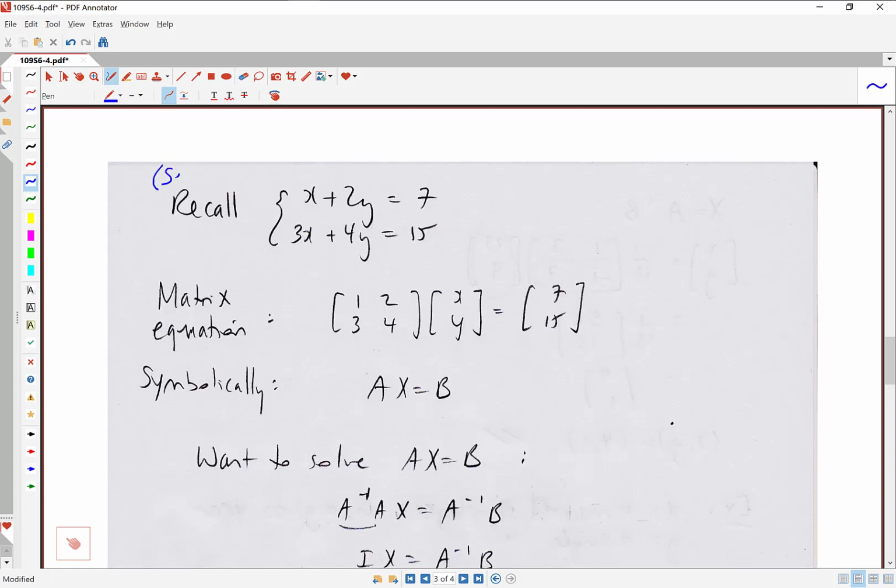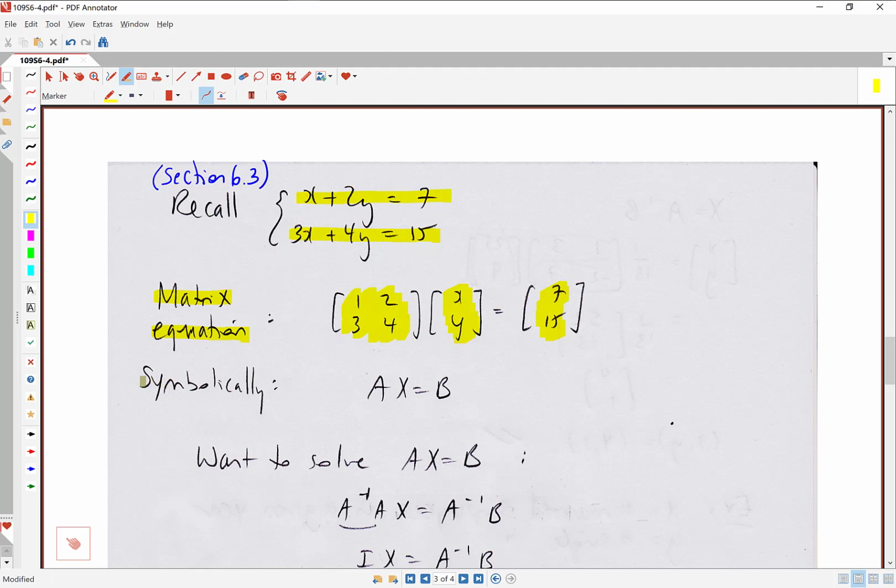Let's recall another fact. This is back to our previous section, section 6.3. If we take a system of equations, let's say, for example, this system of equations here, we can write that as a matrix equation in the following way. We would pull the coefficients out of the system. We'd have 1, 2, 3, 4. We can pull the variables out of the system and write those in the form of a column. So we'd write x, y, and then we can pull the constants from the right side of the system, the 7, 15, and write those in a column. That's the matrix version of that system, what's often called a matrix equation.